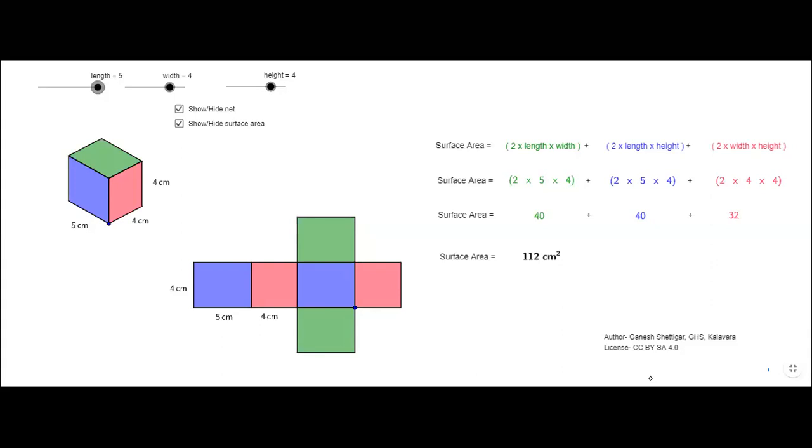That means the total surface area will be, if we calculate the surface area of this, double of this. If we calculate the surface area of this, double of this. Similarly, the surface area of this, double of this. So what do we get? If you consider this as length, this as breadth, and this as height, then you get length into height into 2, then breadth into height into 2, and then breadth into length into 2, right?